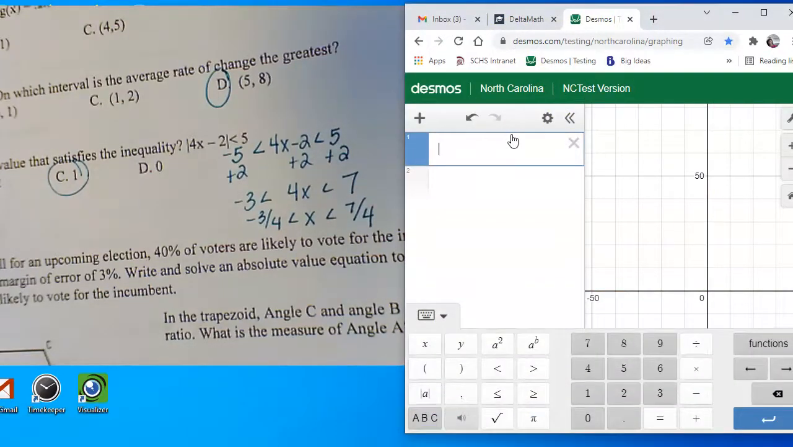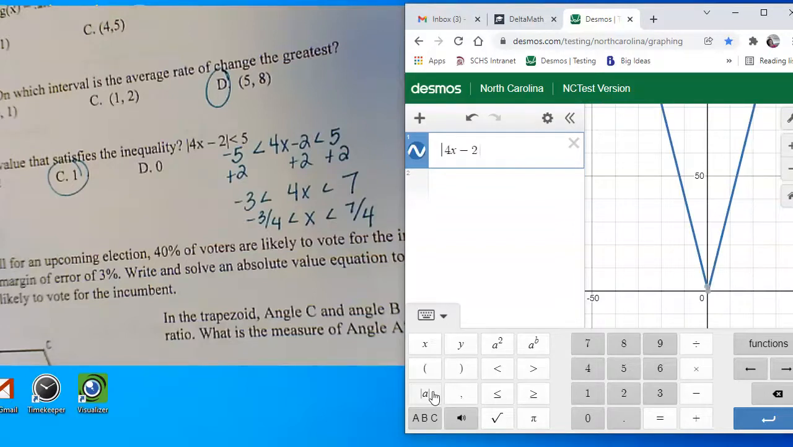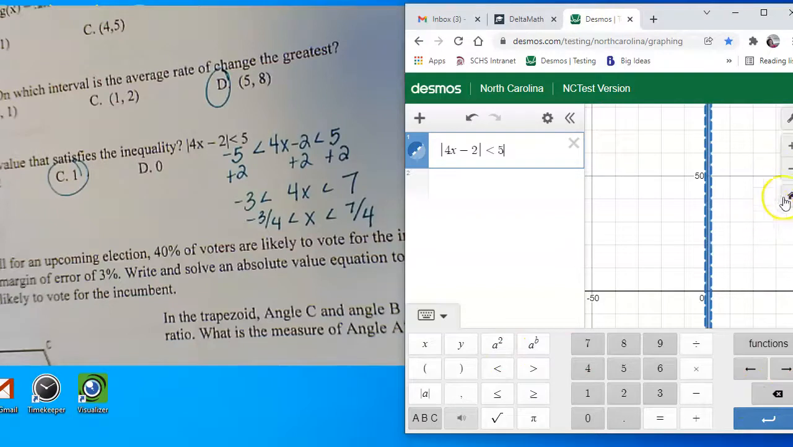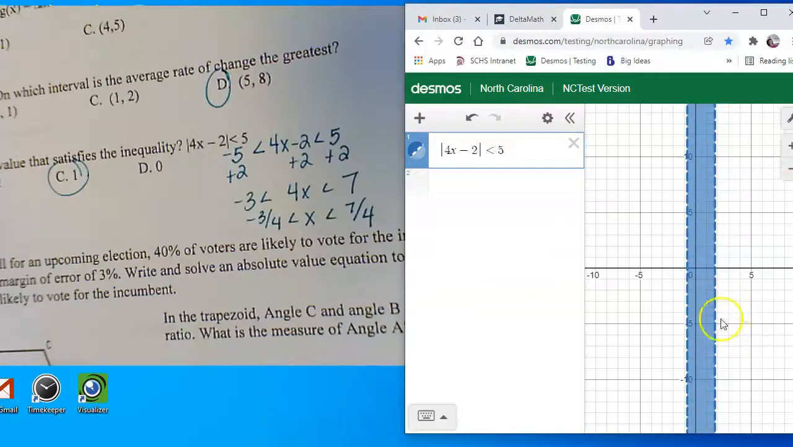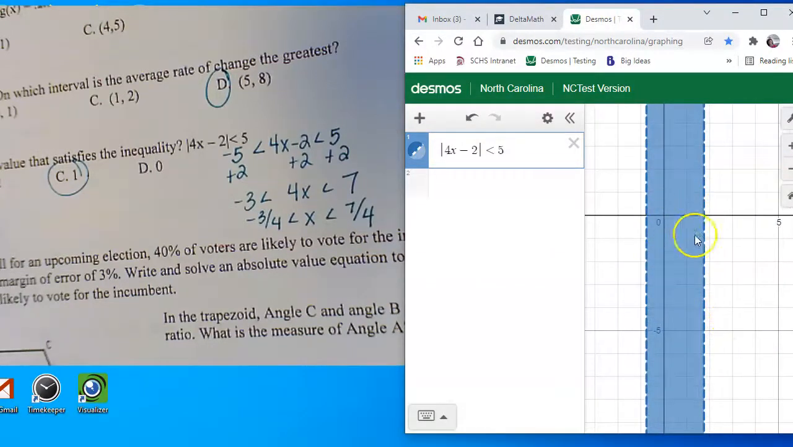You can graph this in Desmos. So absolute value of x minus 2 is less than 5. We'll go home so I can see it a little bit better. Our answer is in this interval right here, and I can tell that 5 doesn't fit. I can tell that 2 doesn't fit. I can tell that 1 and 0 do. So that shaded part is where the answer is located if you wanted to graph that. Equals doesn't work on Desmos, but you can always graph a greater or a less.